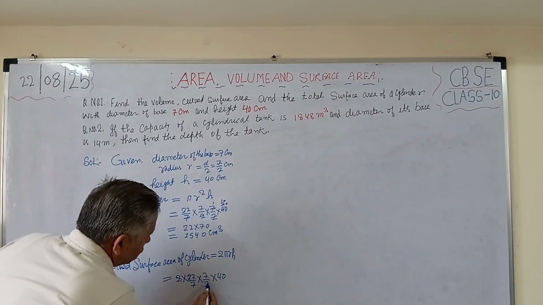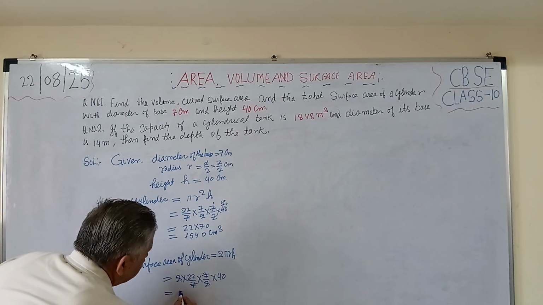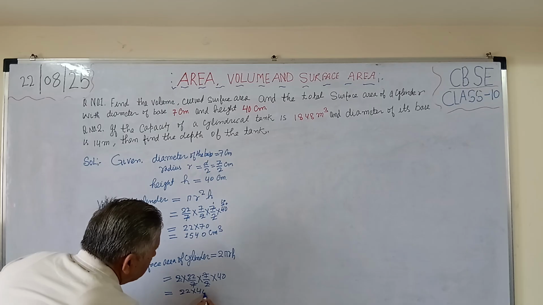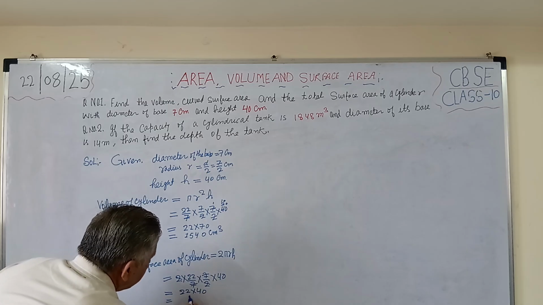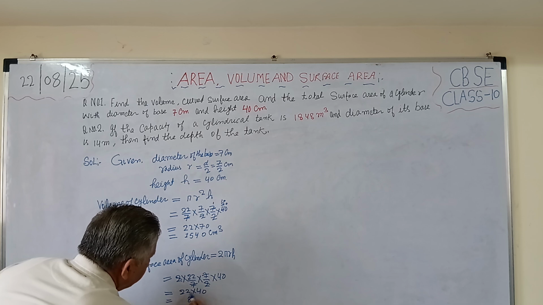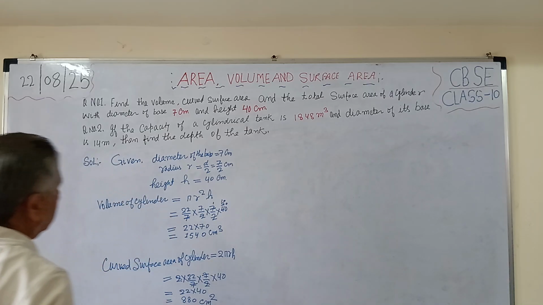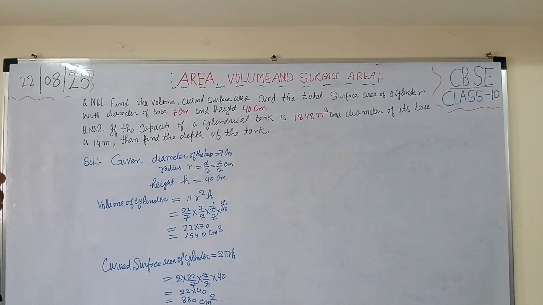So this 2 and this 2 cancels, 7 7 cancel. So we get 22 into 40, that means 0, 4 2s are 8 and 4 2s are 8. 880 centimeter square. It is the curved surface area of the cylinder.